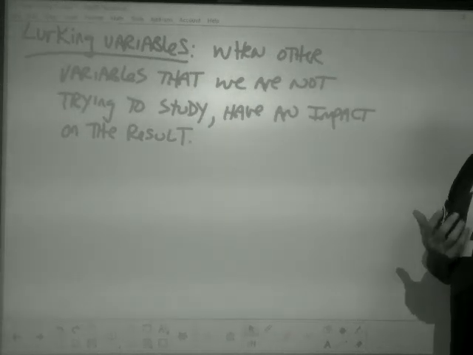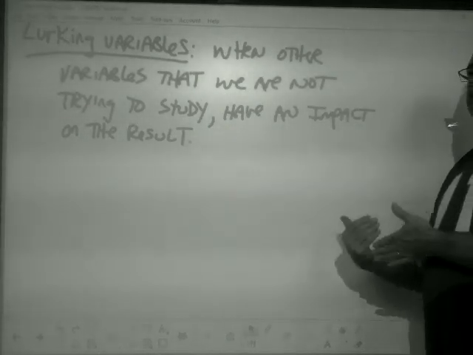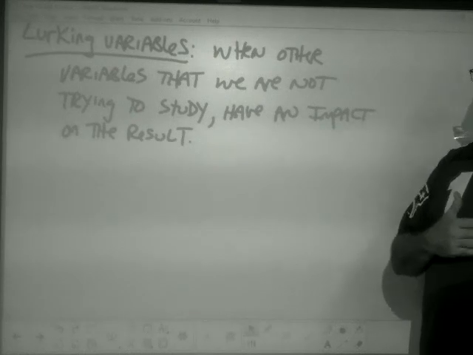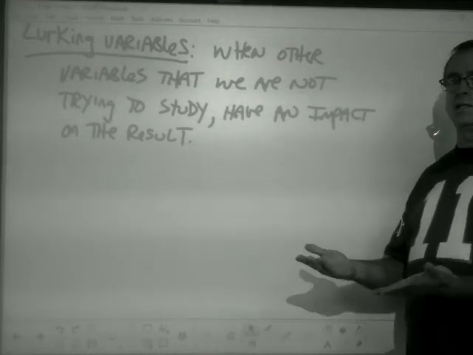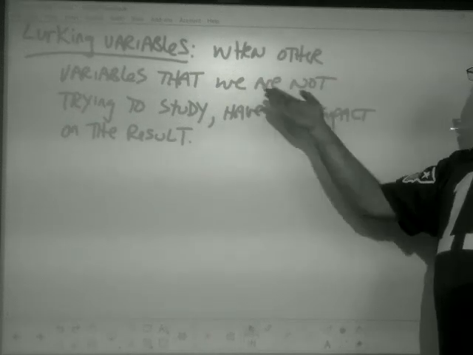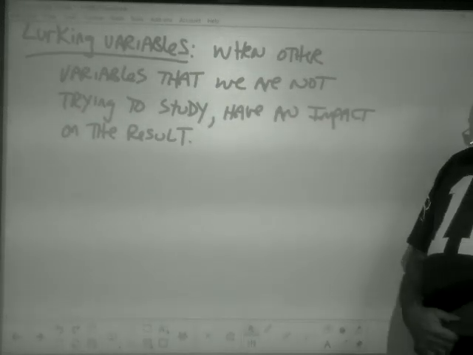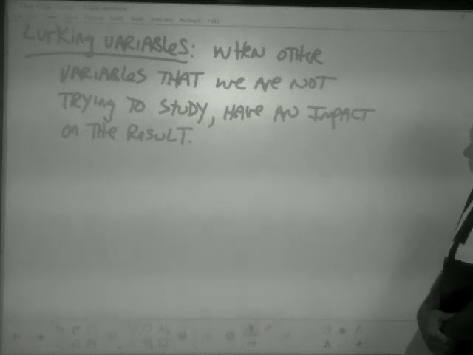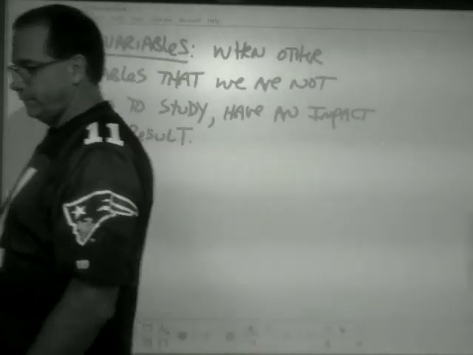And they probably exercised a little bit too. And it wasn't just the oat bran. All those other variables came into play that they initially didn't think about. So those were lurking in the background and they impacted the results. And those are called lurking variables. So that's it for now.